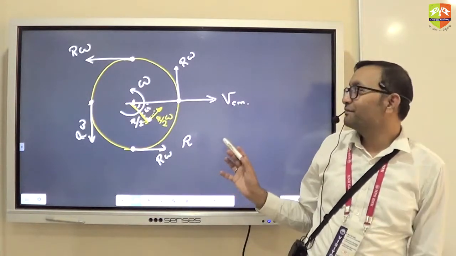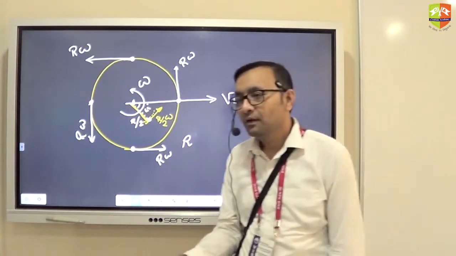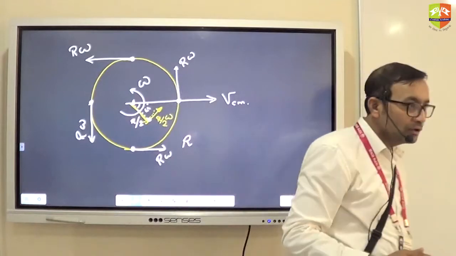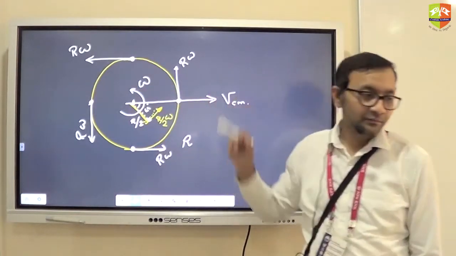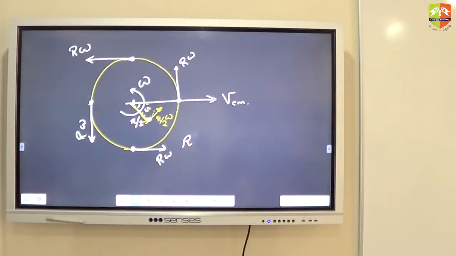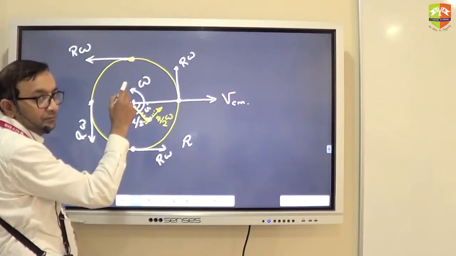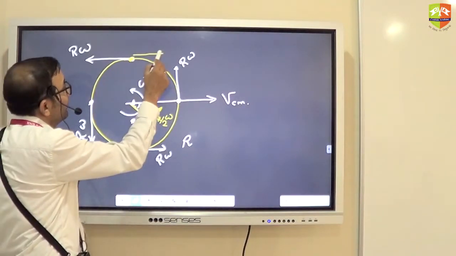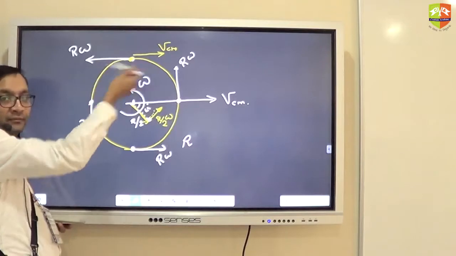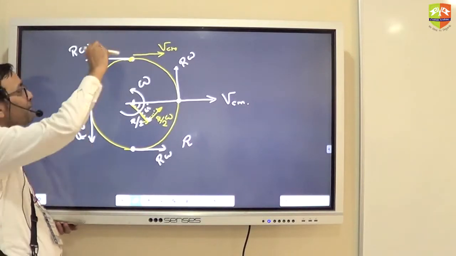But the problem is, we have only found the relative velocity. How to find the total velocity? You add the velocity of the center of mass. So can you find the total velocity of these four points? Do it. Total velocity. This is the relative velocity. For this point it is R omega minus VCM this way, or VCM minus R omega that way.